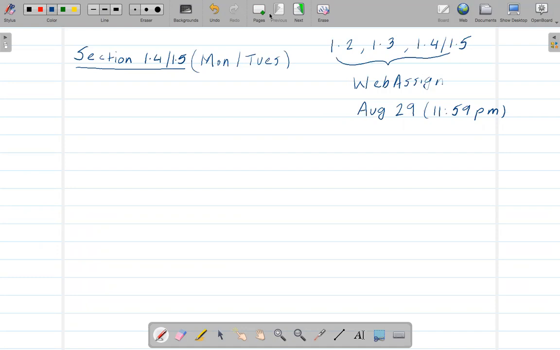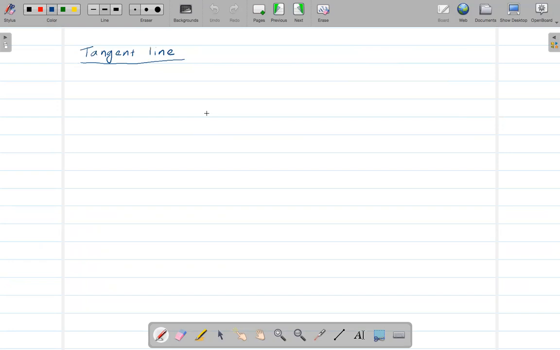So this is section 1.4, 1.5. The first thing I want to talk about is a tangent line. Before I talk about the tangent line, I need to talk about a secant line. Okay, this is a graph, and let's say there is a line that goes through this graph at two points, here and here. Let's name these points P and Q. This line that crosses this graph twice, we call a secant line.